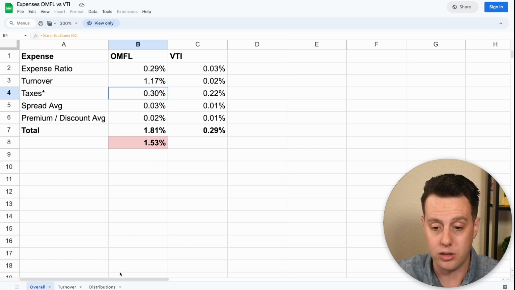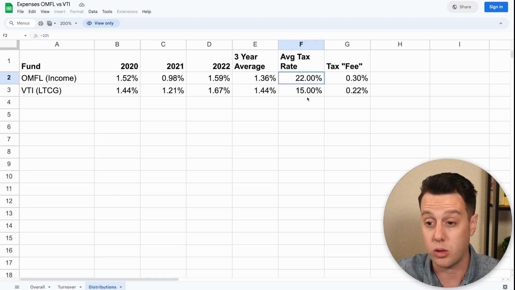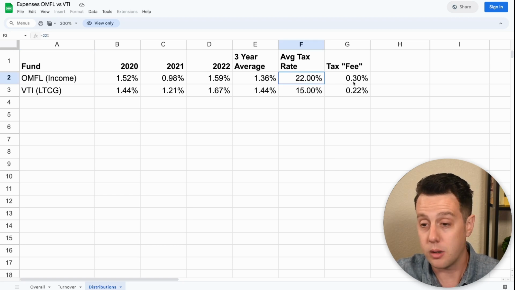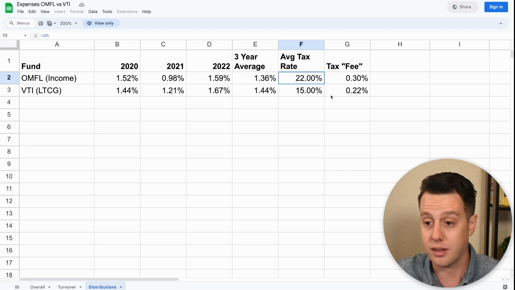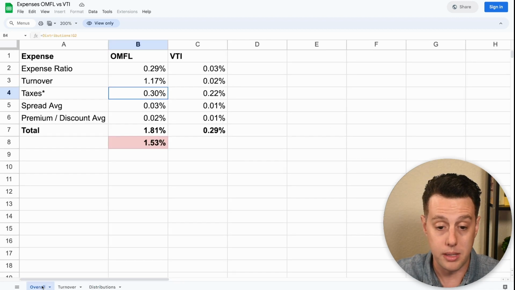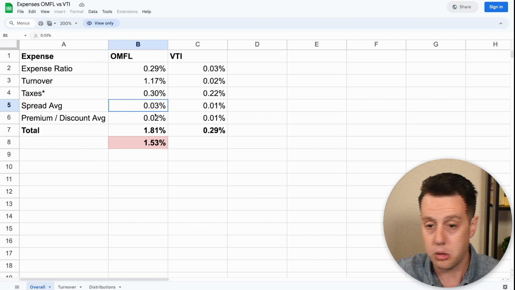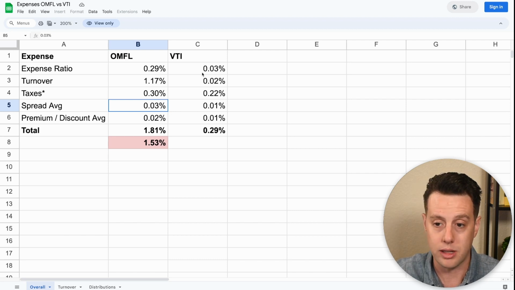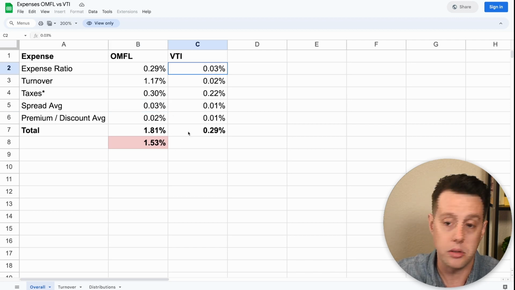And then taxes, I was just estimating the taxes. If we look at that, just estimating it based on an average tax rate of 22%, you'd end up paying a little bit higher in fees. Now, if you're in a higher tax bracket, like the top tax bracket, that would be a lot different. But then the spread average and the premium discount average, those differences are a little low, but they do add up. That's almost the entire fee of VTI that those add up to. So that's a pretty big difference.